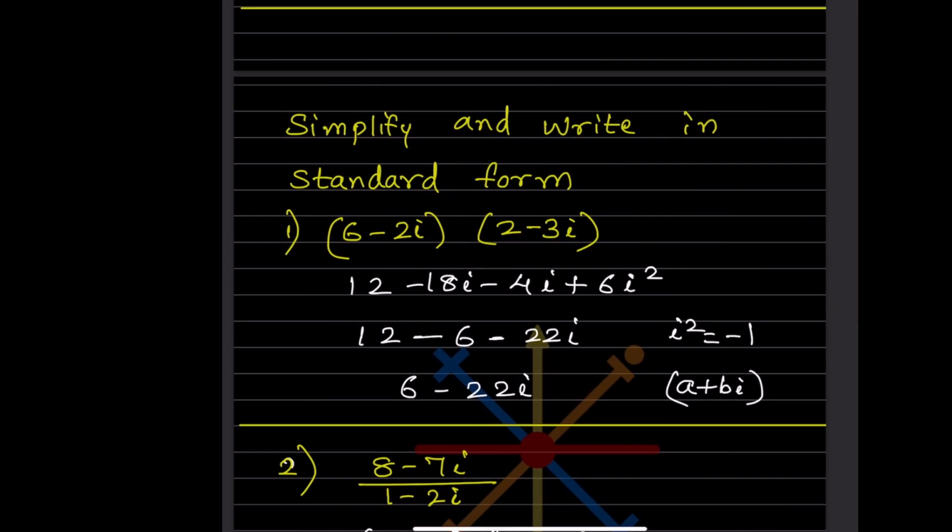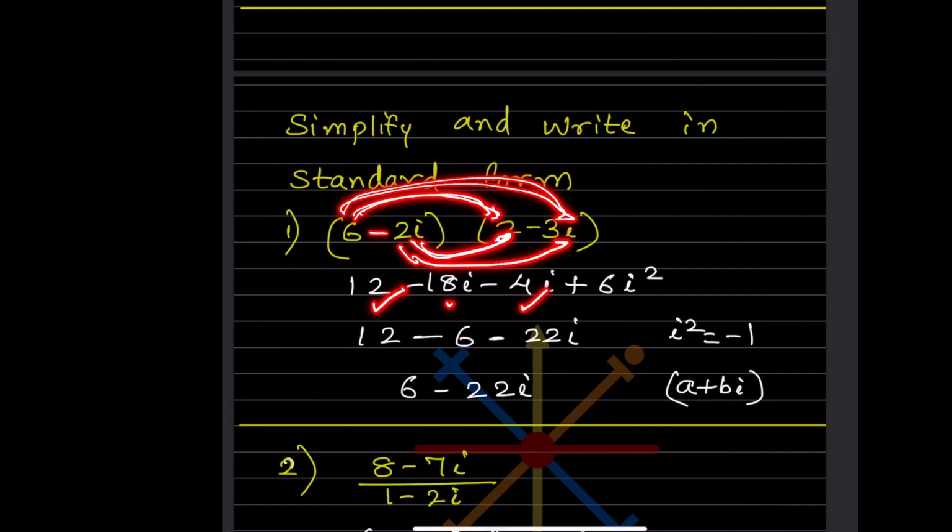So now next one, simplify and write in standard form. Now this is from the vector. So now here, first what are we going to do? We are going to expand it. So this into this, this into this, this into this, and this into this. So 6 twos are 12, and this will be minus 8i. And when we multiply this into this, that is going to be minus 4i. And when you multiply this, minus and minus becomes plus 6i square.